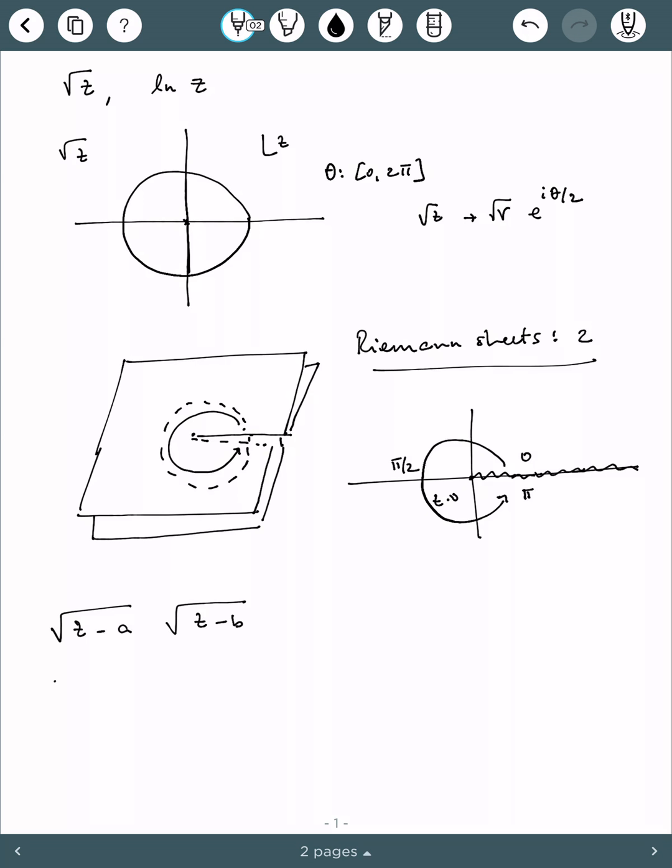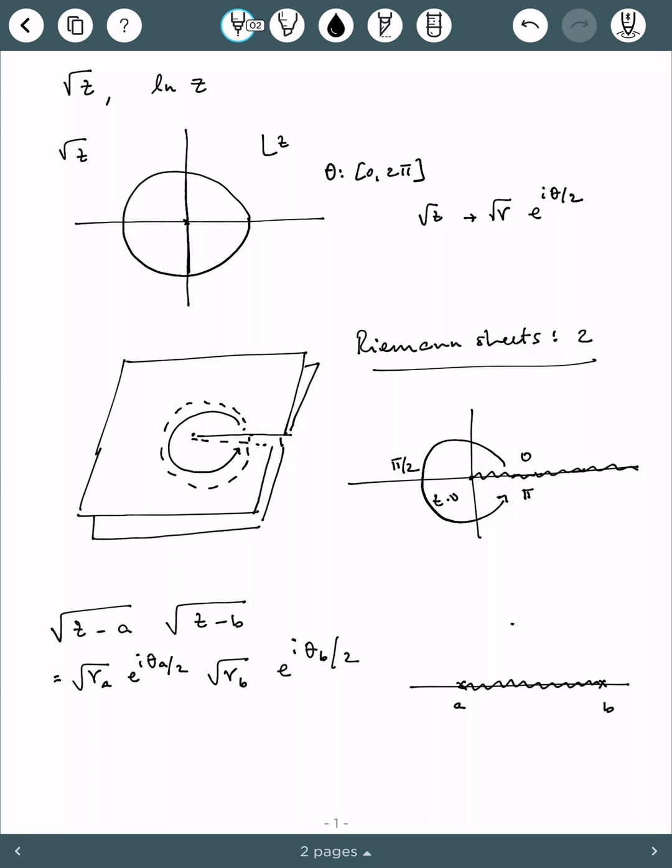I can write this as square root of ra e to the i theta a over 2 into square root of rb e to the i theta b over 2. Now, if I look at the complex z plane, these 2 points a and b, of course I've picked them arbitrarily, so let's just pick A and B. These 2 points are the branch points, and between them one has a cut in order to keep the function single valued. The way to see this is as follows.